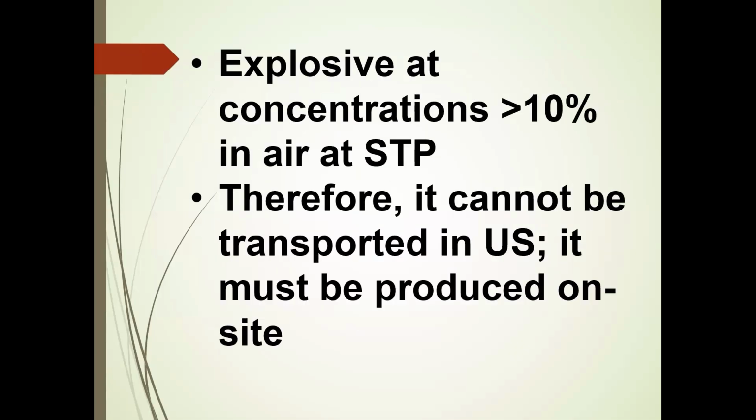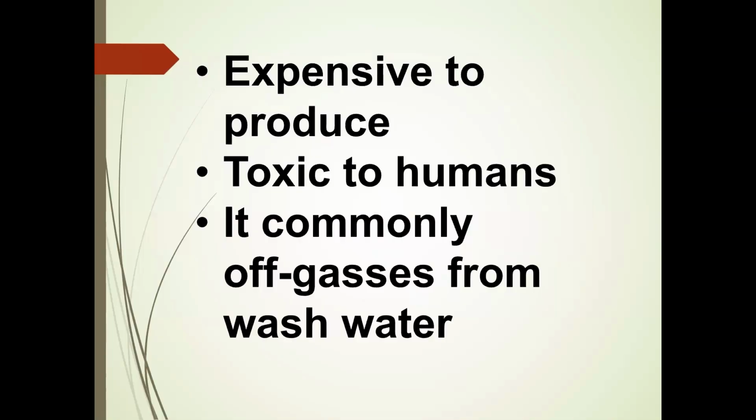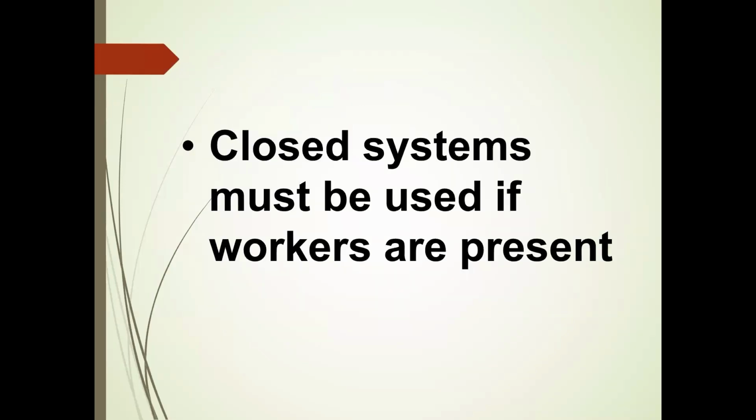Of concern is that it is explosive at concentrations greater than 10% in air at standard temperature and pressure. Therefore, it cannot be transported in the United States and must be produced on site. It is expensive to produce, and it's toxic to humans. It also readily off-gases from wash water. Therefore, wash systems utilizing chlorine dioxide must be closed systems if workers are present.